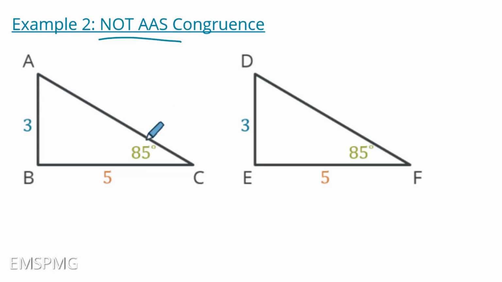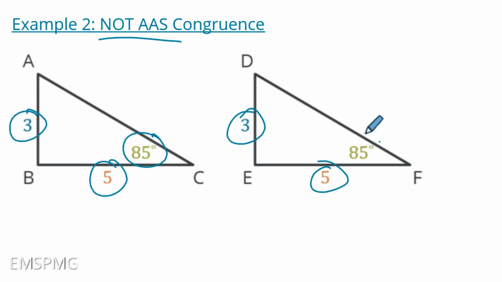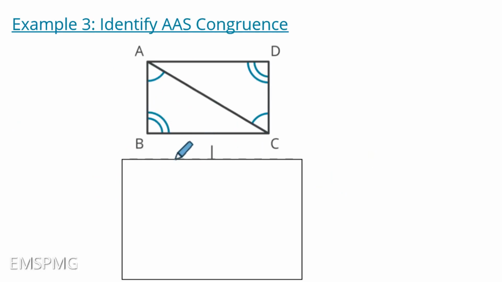Let's check out an example of not congruent according to AAS. So here we have two sides that are congruent and only one angle. So this would be side-side-angle, which is not AAS. So this would not be an example of AAS.